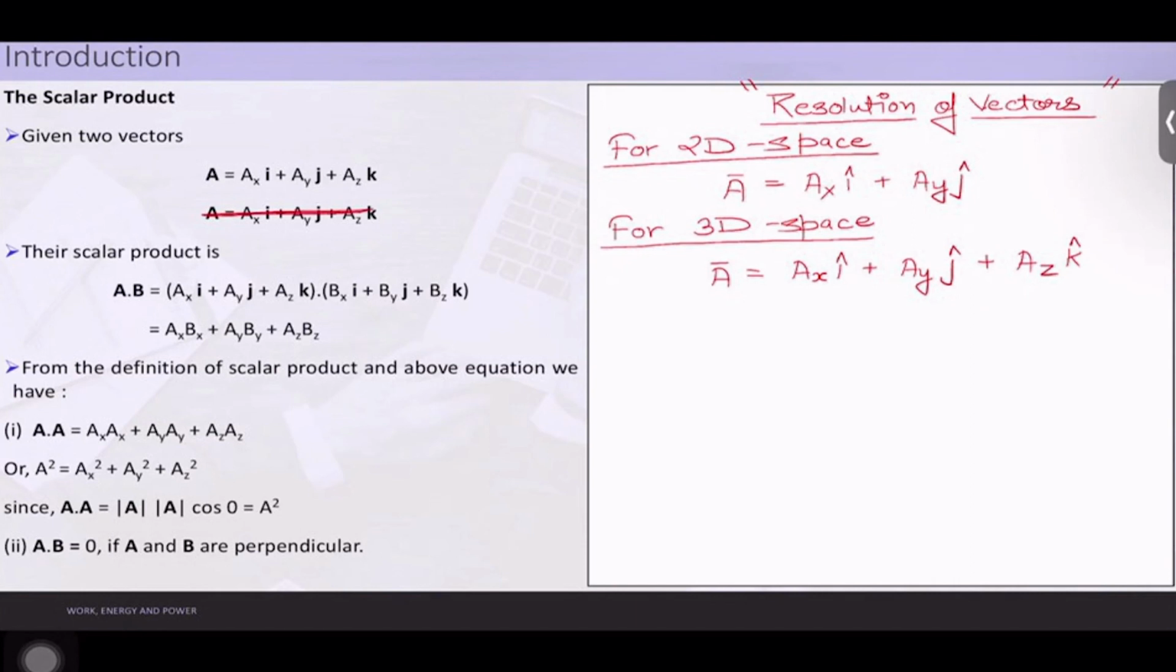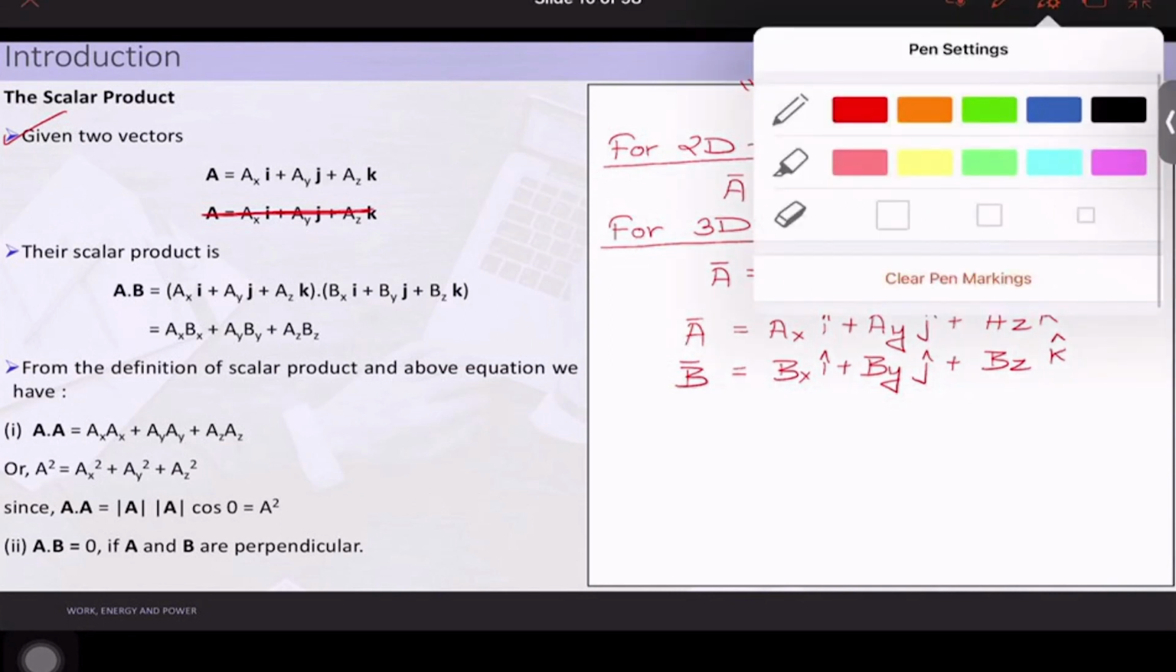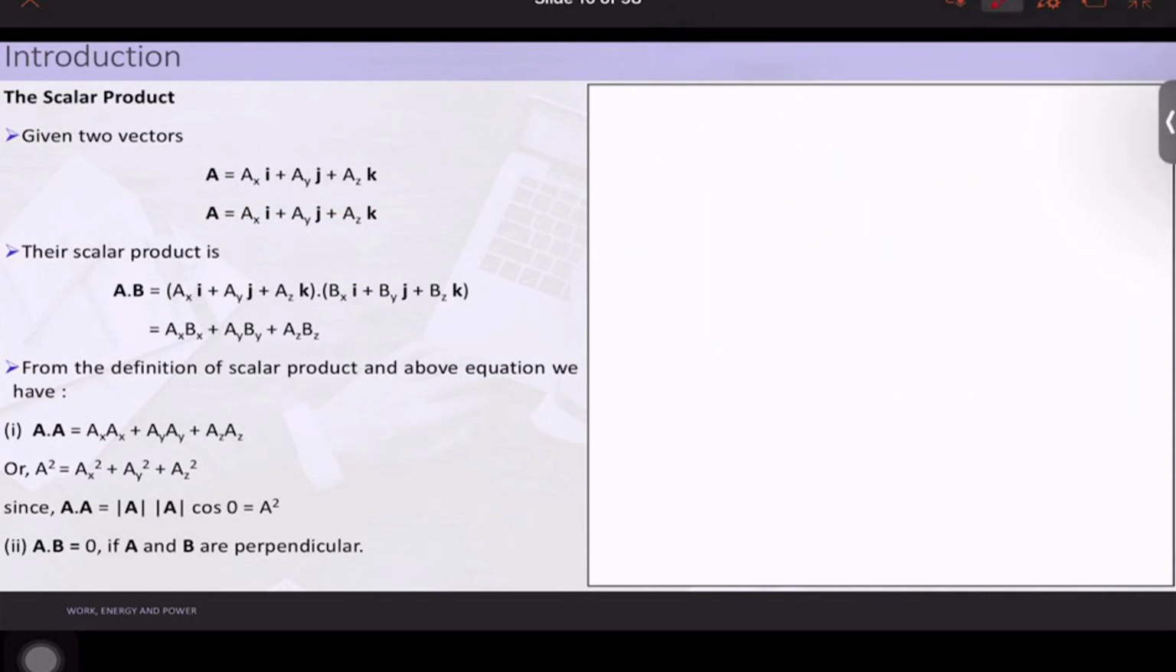Okay, so let us say that we have some vector A which is nothing but equal to ax i cap plus ay j cap plus az k cap. Okay, and let us say we have some another vector B which is nothing but equal to bx i cap plus by j cap plus bz k cap. Okay, so that thing being said, let us say we have these two vectors. Now let us try to find out the scalar product of these two different vectors. Okay, so let me do the complete calculation here so that you can understand bit by bit what is happening.